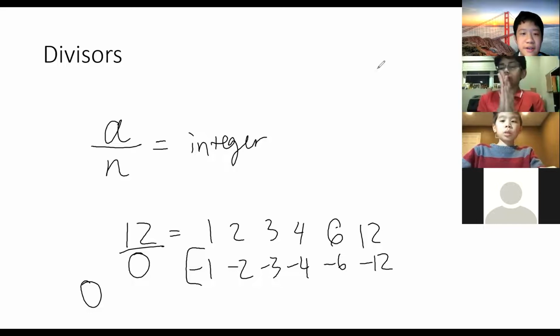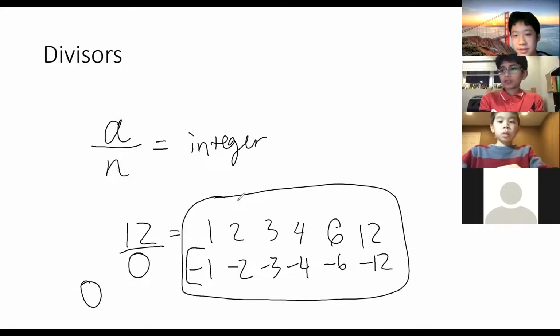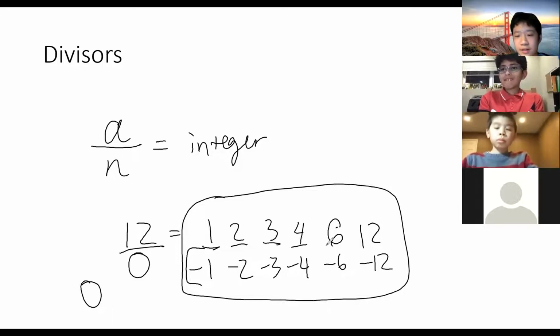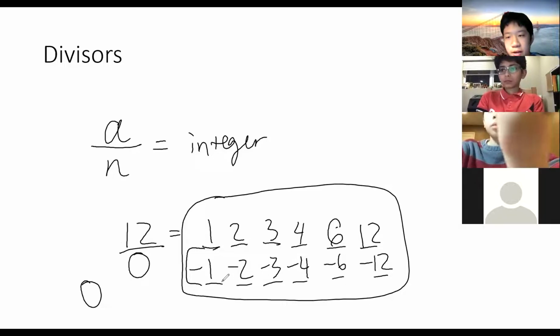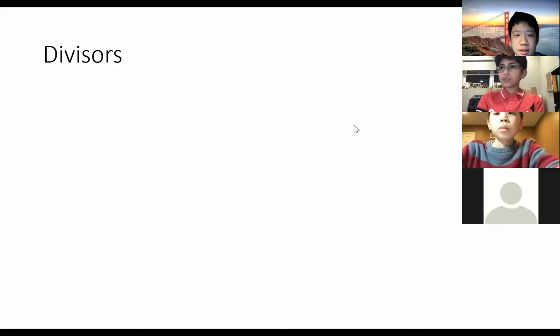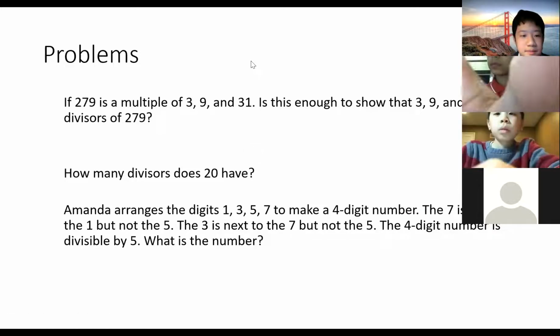And the cool thing here is that if I write out all the divisors of 12, all of these numbers have 12 as a multiple. See? 12 is a multiple of 1, 12 is a multiple of 2, 12 is a multiple of 3, and all of these. So this goes to prove, again, that divisors are the opposites of multiples. Let's see some problems with divisors. A few minutes to do these.